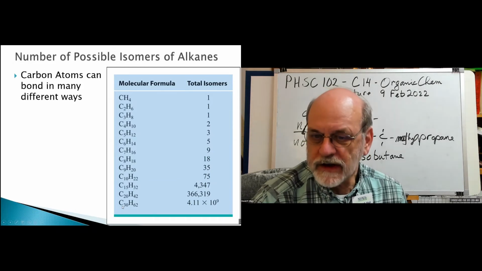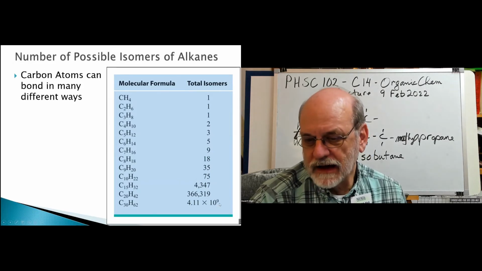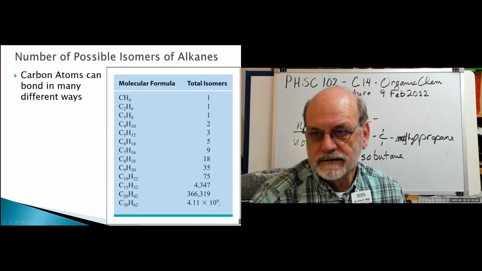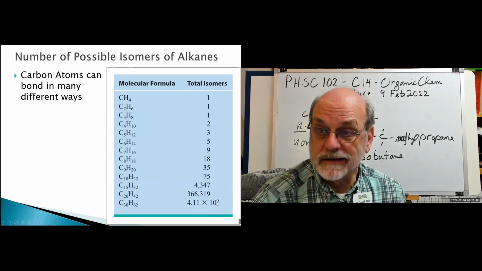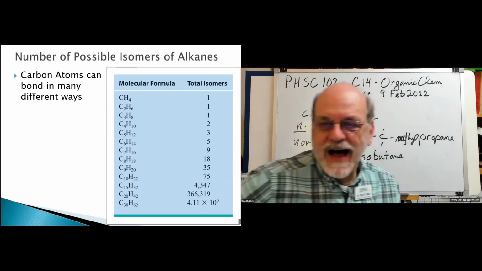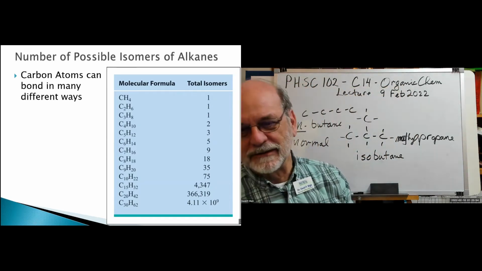And when you get up to 30 carbons, you could have 10 to the 9th, right? What is that? 10 to the 9th is a billion. You'd have over a billion possible isomers for that compound.